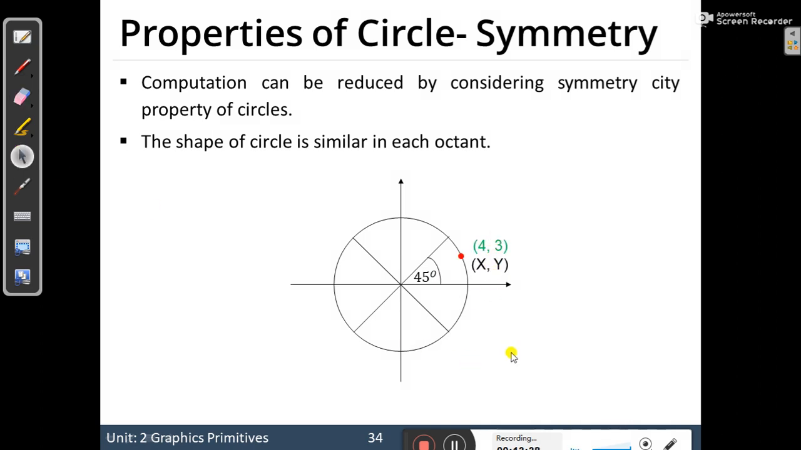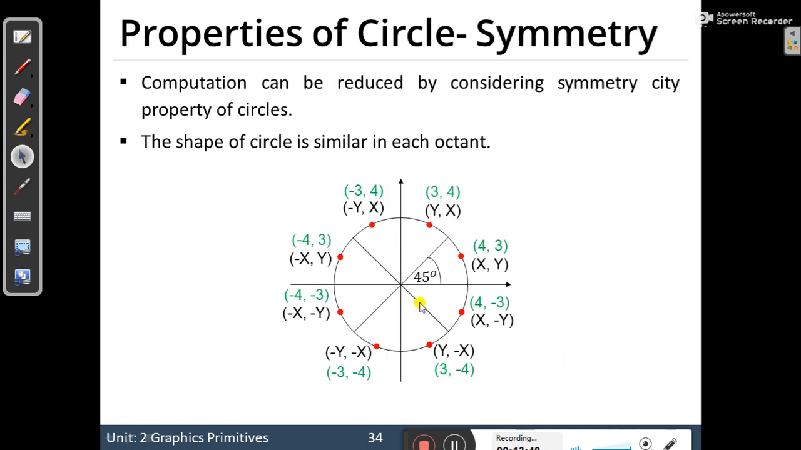Suppose this is the point (x, y) and this is its symmetric point. Suppose this is the opposite point (3, -4). Like that, we can plot those points. Now you can see the values of x and y revolve around 4 and 3, but somewhere it is opposite, somewhere it is similar, but the signs of the magnitudes are different. So you can see what is happening in this circular track or circular boundary.